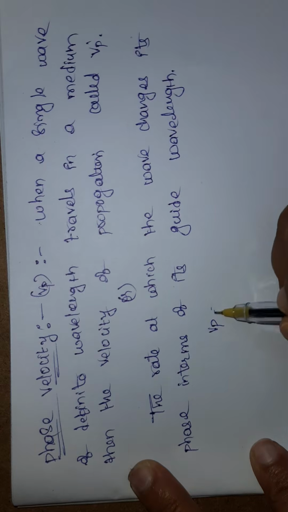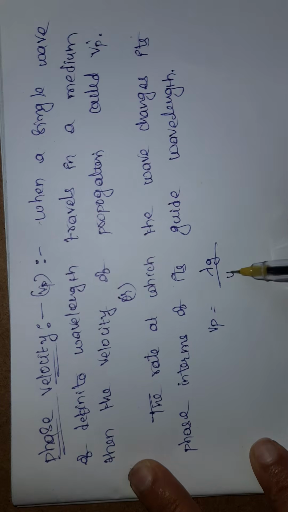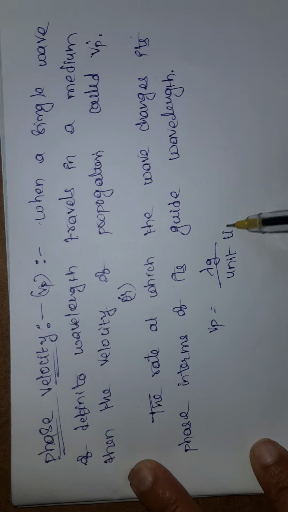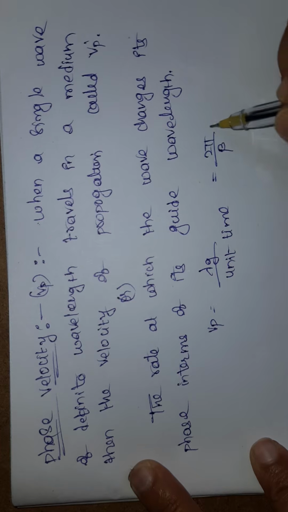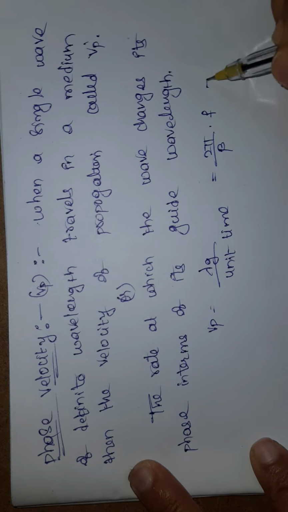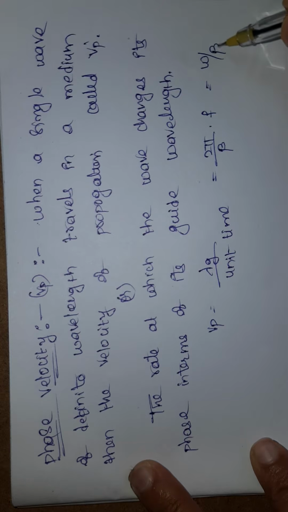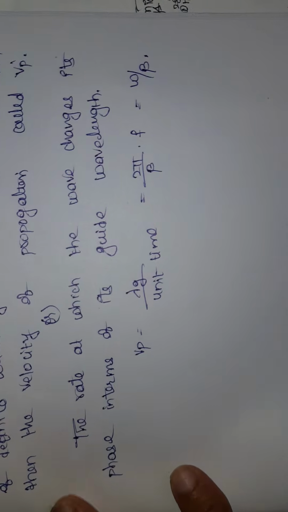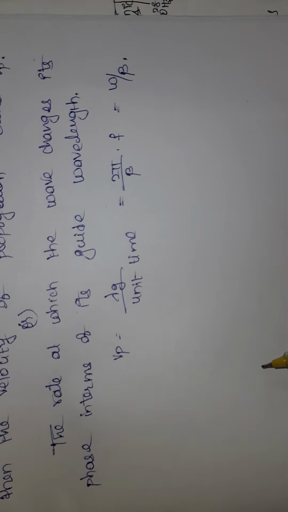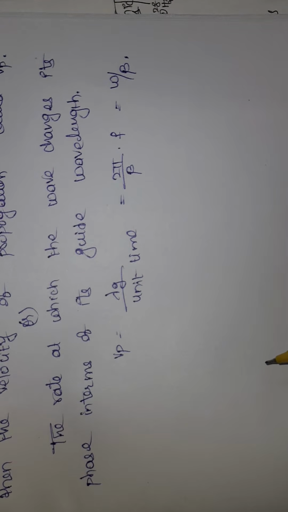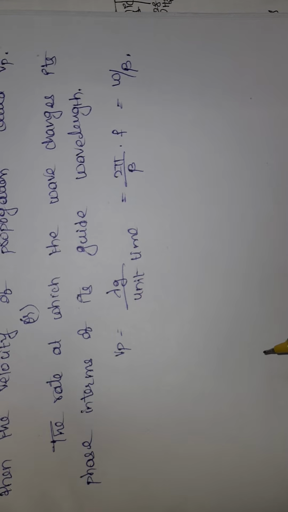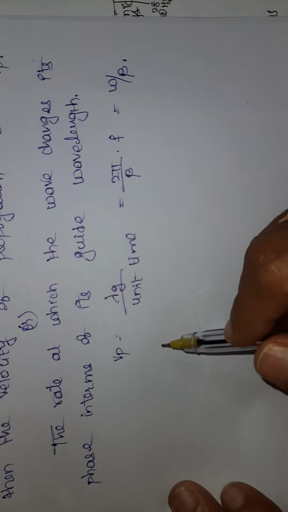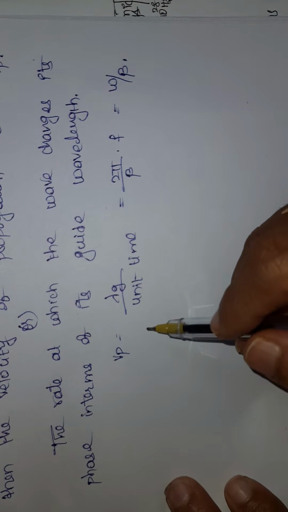So that is Vp is equal to lambda g, the guide wavelength, divided by unit time. Unit time can be written as f, that is nothing but omega by beta. So this is the phase velocity definition. Now for the rectangular waveguide we are going to derive the expression for the phase velocity.